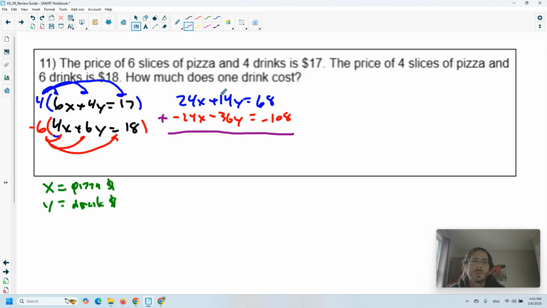All right, either way though, so these are going to cancel, so that's good. 14 and 36 is -22y. 68, 108 is -40. And that's not looking too great because it looks like we're getting a really weird fraction. So I might need to double check my work on the graph. So I get y equals 40 out of 22 or 20 out of 11. That seems like a really weird price for a drink, 20/11ths. But hey, let's see what we get. Let's see if that makes sense. Is that what we got with our result?